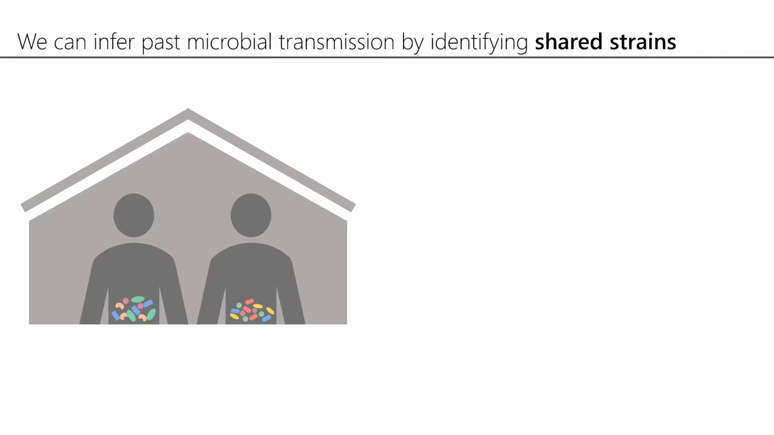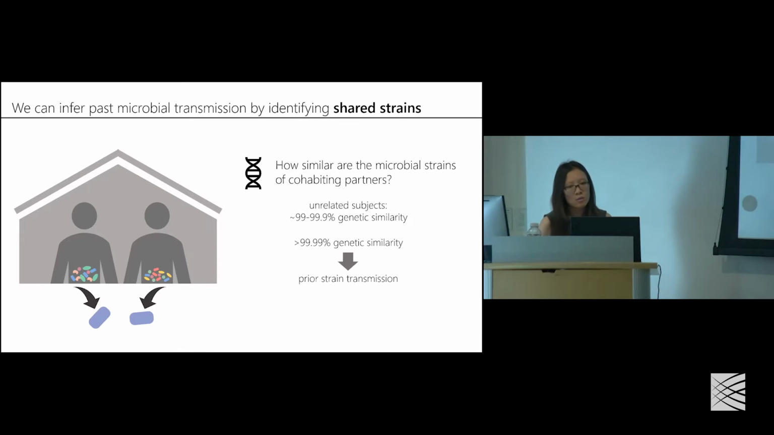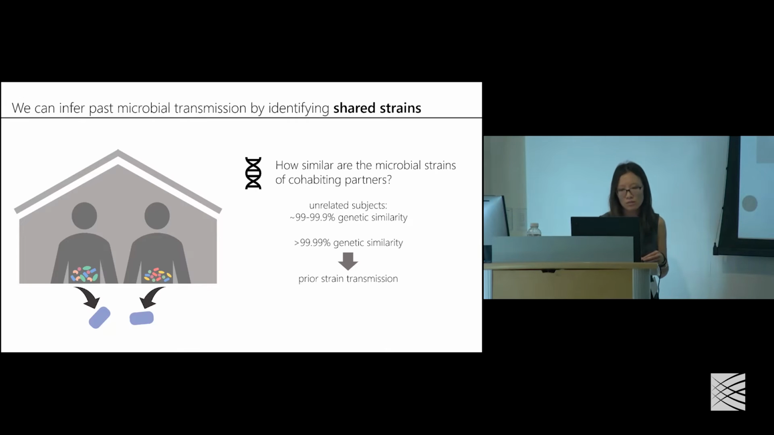So when I say that strains are shared, I mean that two people, often two people who live together, have the same species. And when we look at the strains of those species, we may find that these strains are very similar. For example, unrelated subjects typically have strains that are 99 to 99.9% similar in the core genome. But when we look at people who have lived together, we occasionally find cases in which we have near identical microbial strains with anywhere from 0 to just dozens of genetic differences.